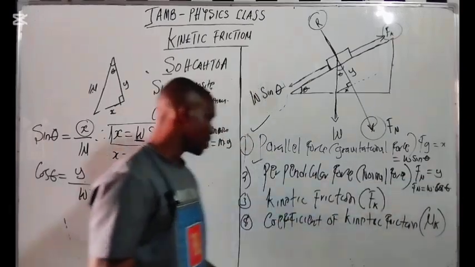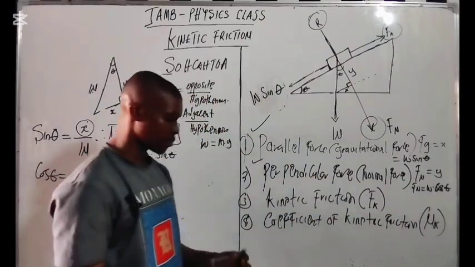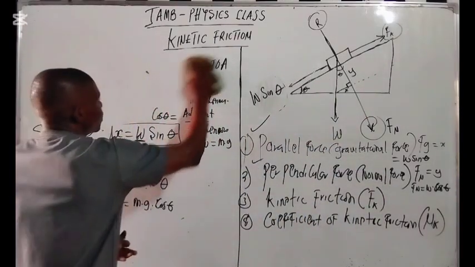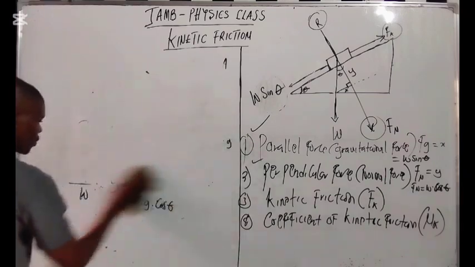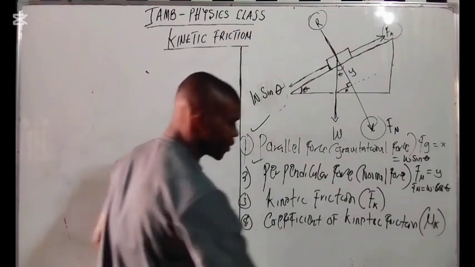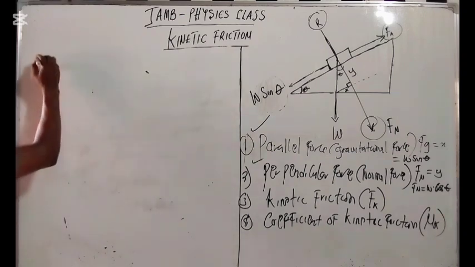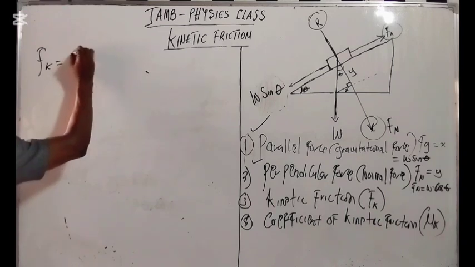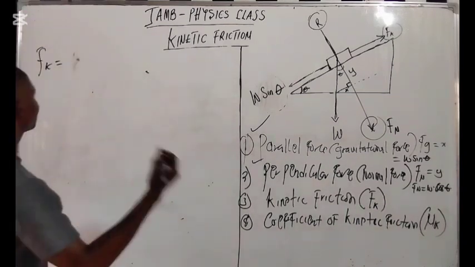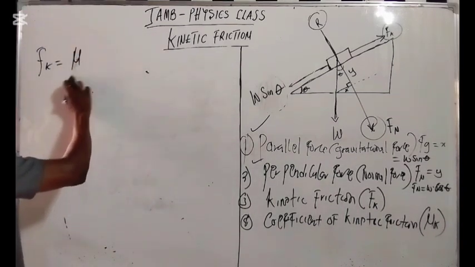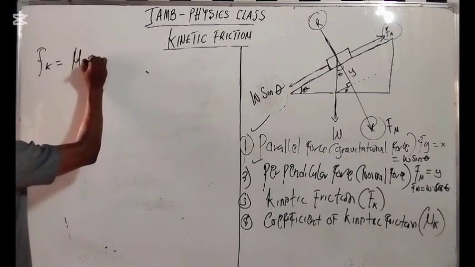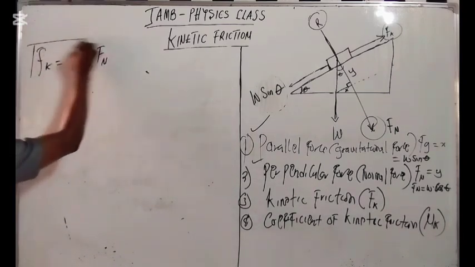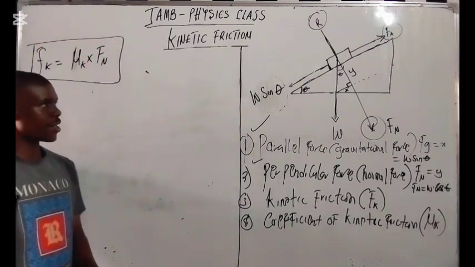Then what is kinetic friction? How do you calculate kinetic friction? I write it here. When we talk about kinetic friction, please pay attention. Kinetic friction here, we want Fk equals the coefficient of kinetic friction times the normal force. This is the formula here.